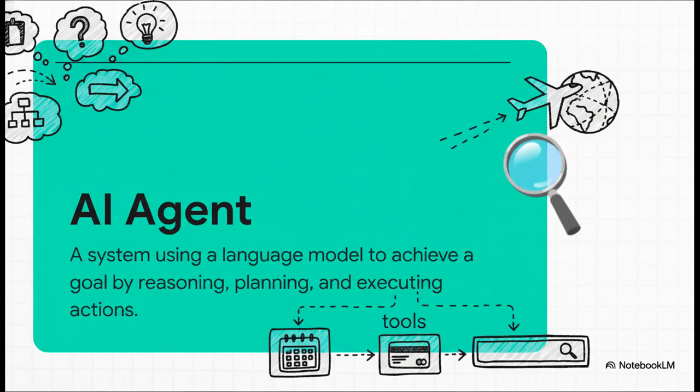So here's the nitty-gritty. An AI agent is basically a system that takes a goal you give it, like, hey, book me a flight to Tokyo, and then it uses a language model to think, plan, and actually carry out the steps to make it happen. It connects to the real world, uses tools to search for flights, and then books the ticket all by itself.